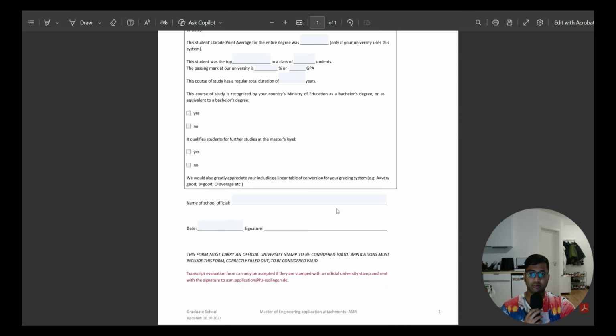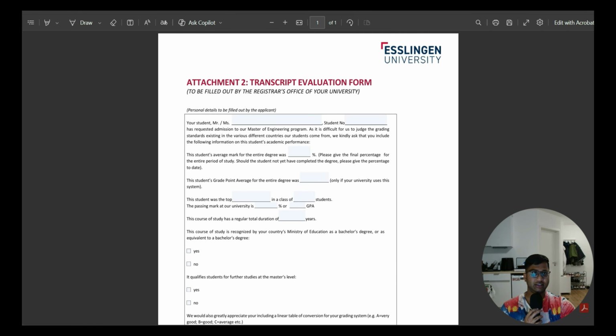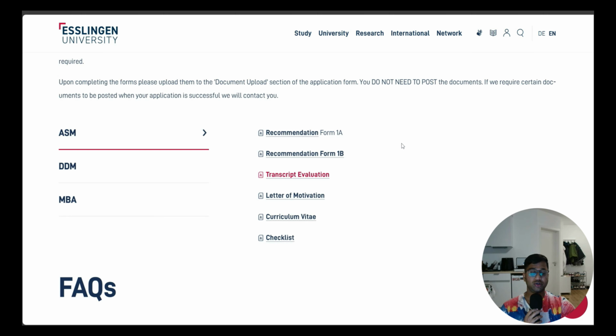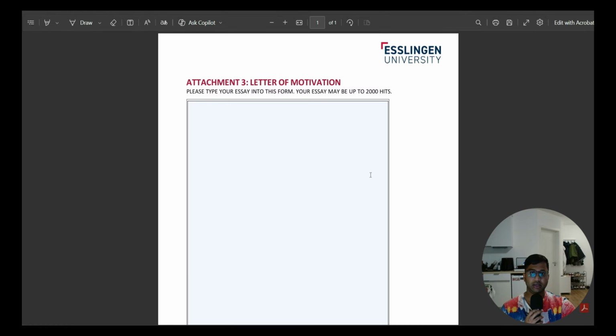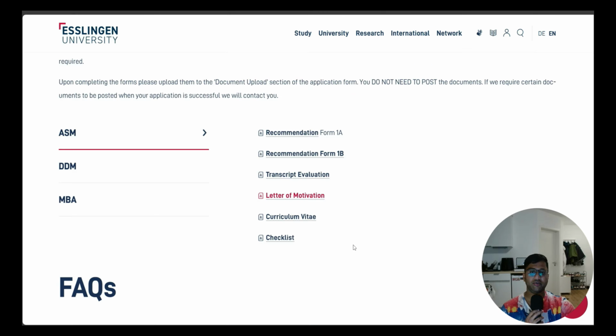All this information you can give in this particular transcript evaluation form, which is also vital, because I went through it and some people miss these documents and ask in the comments where they can get these forms. So this is something we have to go through and have this information. Then the letter of motivation template is also there. Please type in here, and it should be 2000 characters. So please fill in your letter of motivation here.